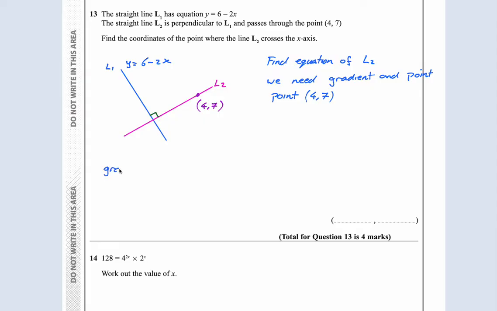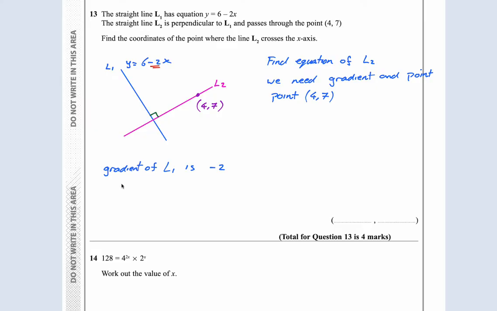Okay, so we're finding the equation of L2. We need the gradient and a point. The point is 4, 7. The gradient I don't have, but I have the gradient of L1. If we remember, our y equals mx plus c. What's our m? Well, it's the number that comes before the x. So the gradient of L1 is -2.